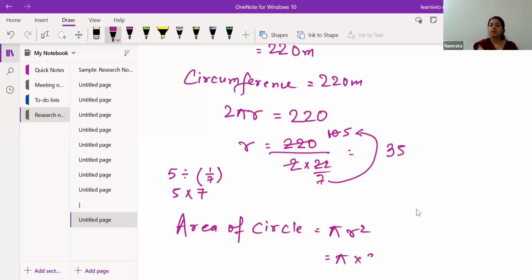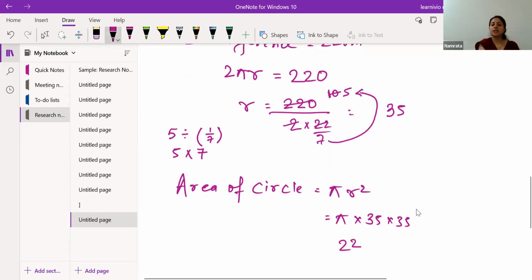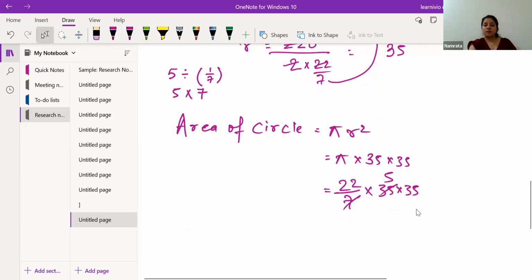So pi times 35 times 35. If we substitute the value of pi, that is 22/7, with 35 into 35, please do the multiplication. We thought it would come as a recurring decimal, like the previous one, but no, it's not coming as a recurring decimal. It came out as 35 only.